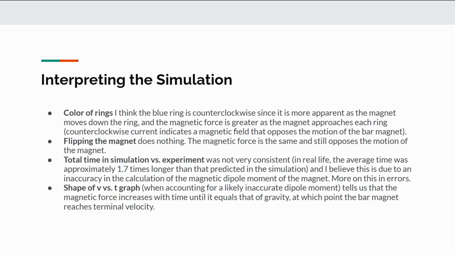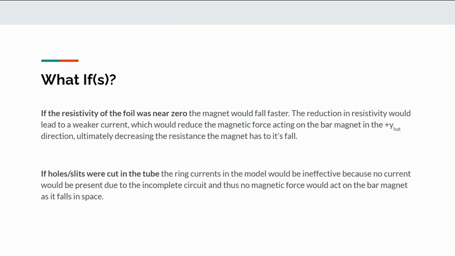And for the shape of the V versus T graph, when accounting for my error, which was the dipole moment, it shows that the magnetic force increases with time until it equals that of gravity, which is when the magnet reaches terminal velocity.